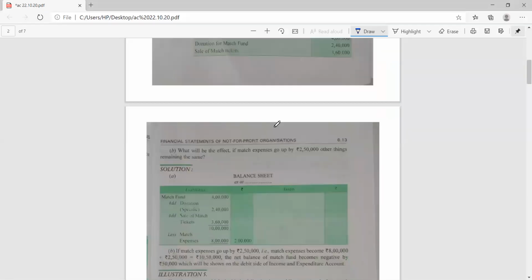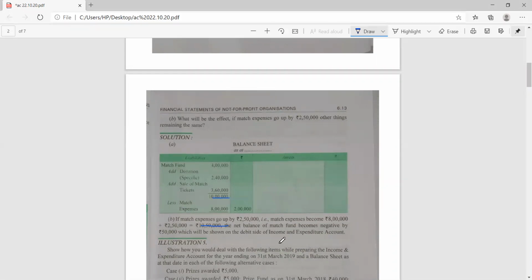Now we will get the total match expenses. It goes up to 10,50,000. Now what happened in that case? The match expenses are 10,50,000 while we have the total funds of 10 lakh. We have the total funds after adding the increase as 10 lakh. Expenses are 10 lakh 50.